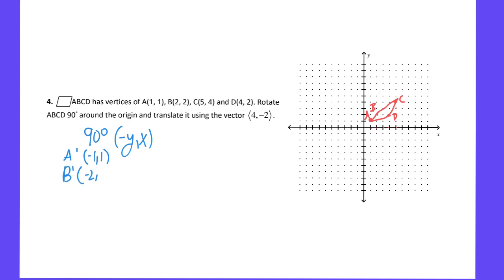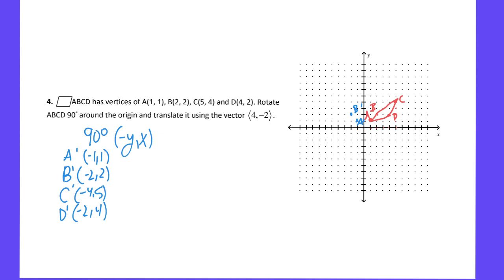Again, we're switching the order and changing the sign of the Y value. Okay. C is going to be the opposite of Y, so it's -4, and we're going to keep 5 the same. And then D prime will be (-2, 4). Okay. So if we plot the 90-degree rotation, we're going to expect something in the second quadrant, and that's what we'll get. And so we go -1, 1, and that's A prime, and -2, 2, and that's B prime.